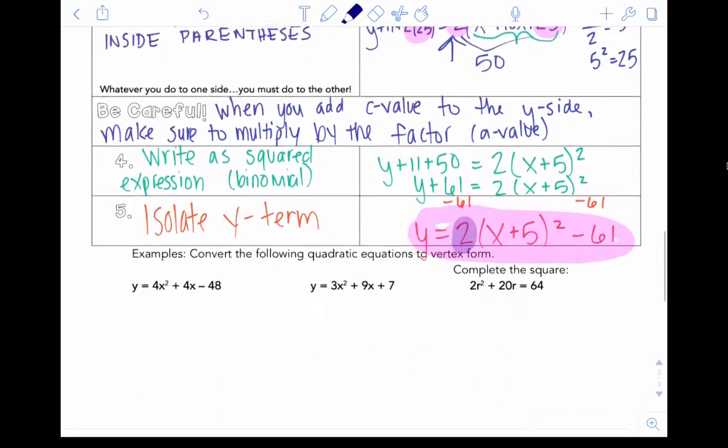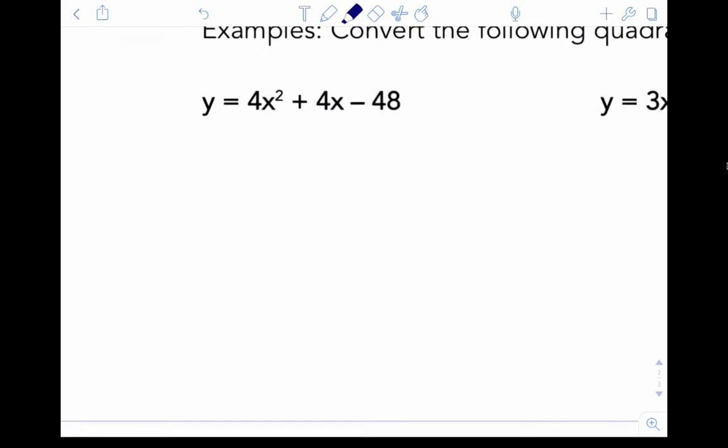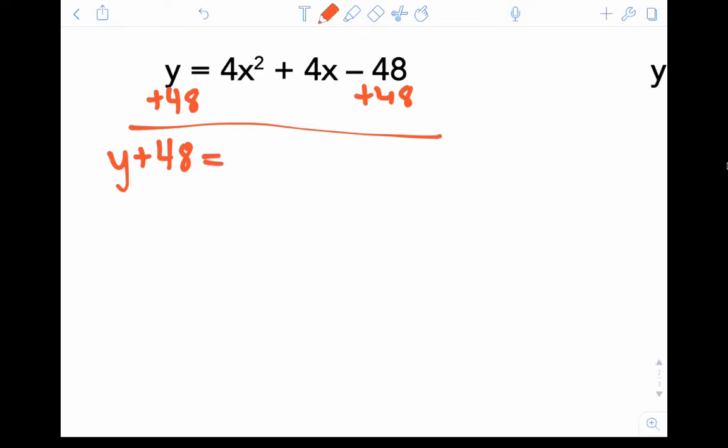So let's do a couple more examples of these before you go on and do some on your own. I will go ahead and do this next example with you. If you're feeling kind of confident, then go ahead and pause the video and try it on your own. All right, so this next one, y equals 4x squared plus 4x minus 48. My first step is to add 48 to both sides. That is always my first step. So I have y plus 48 is equal to 4x squared plus 4x.